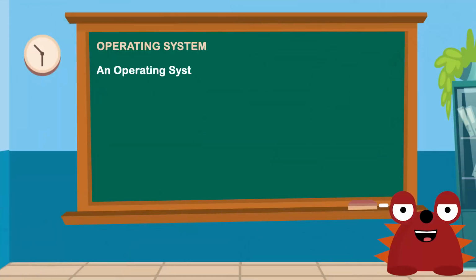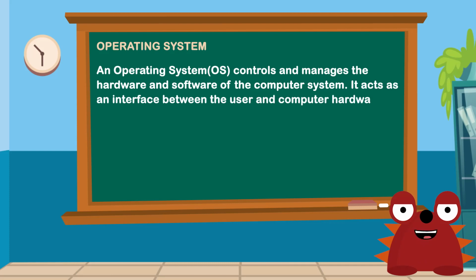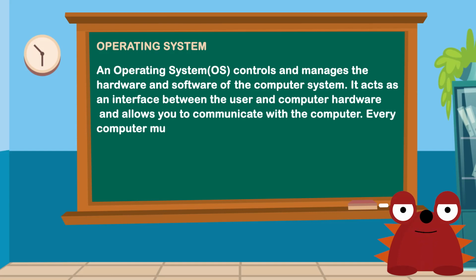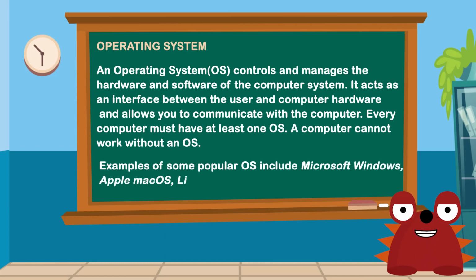Let's start with the operating system. An operating system, or OS, controls and manages the hardware and software of the computer system. It acts as an interface between the user and computer hardware and allows you to communicate with the computer. Every computer must have at least one OS. A computer cannot work without it. Examples of some popular OS include Microsoft Windows, Apple Mac OS, Linux, Android, and iOS.